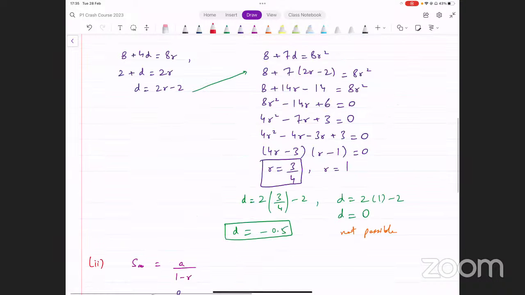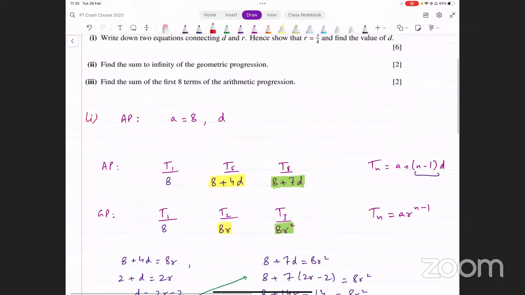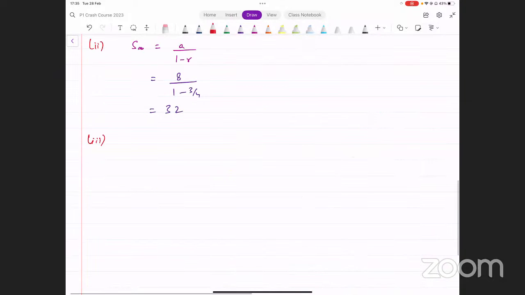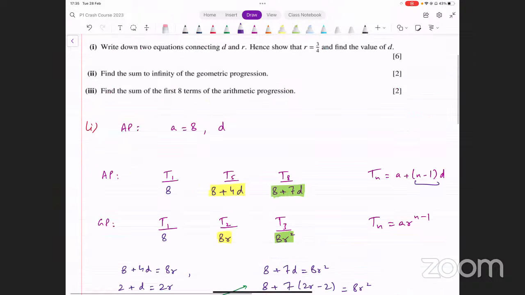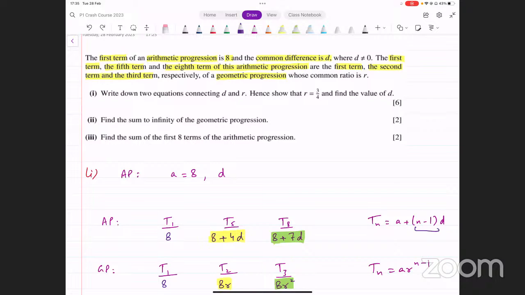In the last part, it says, find the sum of the first 8 terms of the arithmetic progression. Now for this, we could just use the sum formula for an AP. Sn equals half n into 2 times a plus n minus 1 times the difference. This is the sum formula for an AP. Now let's just input n equal to 8 because we're looking for S8, the sum of the first 8 terms.